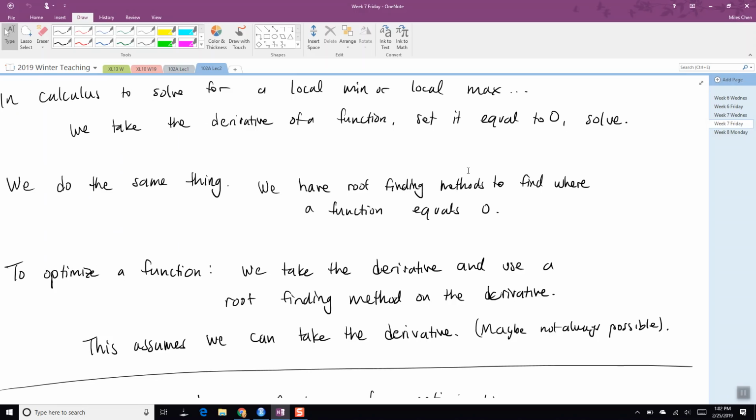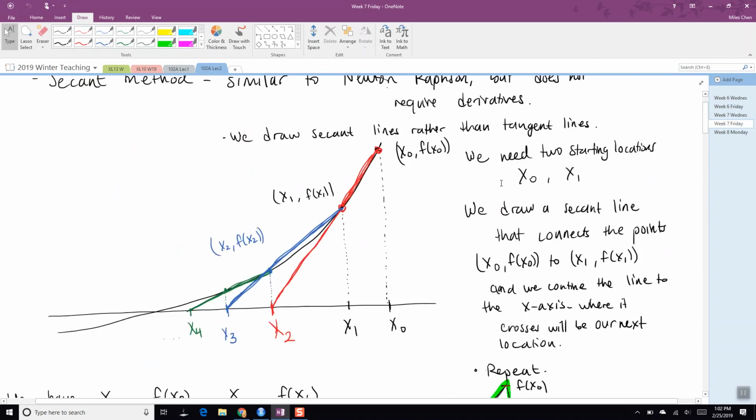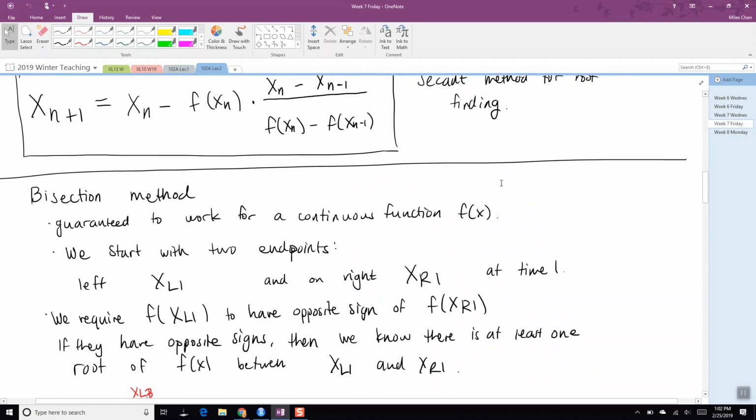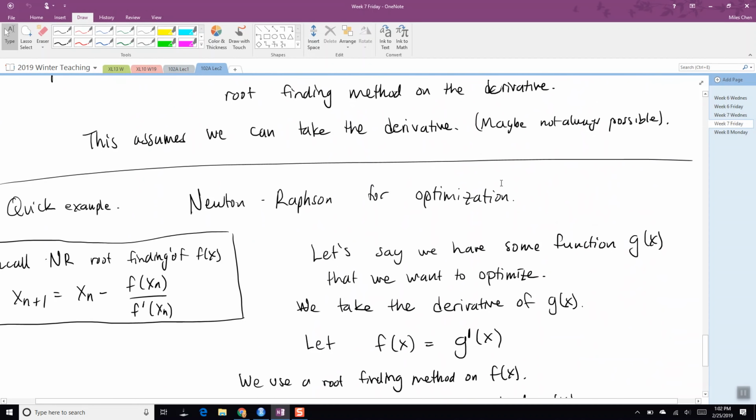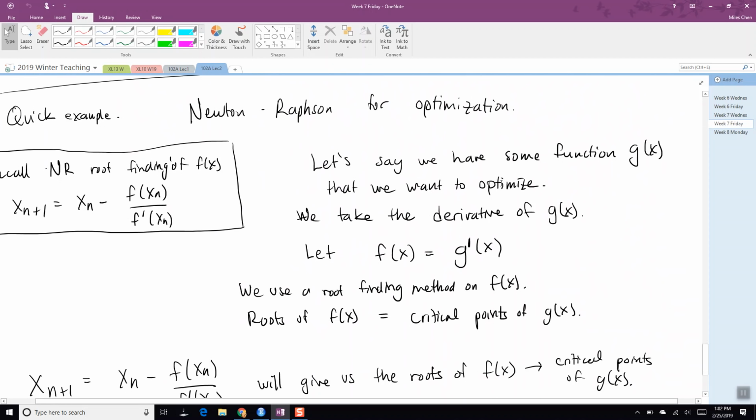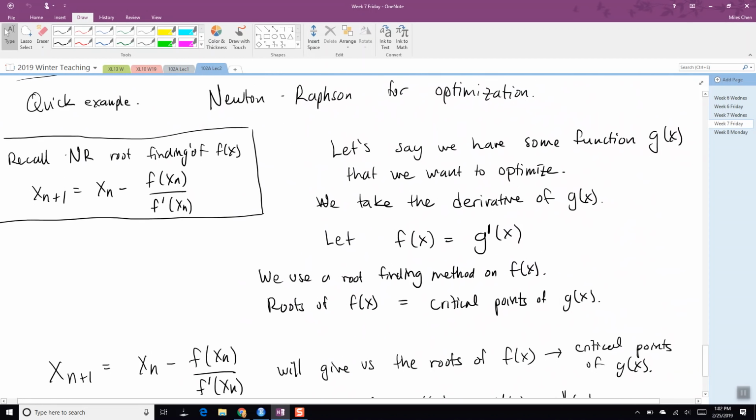That makes sense. That lines up with what we've learned in calculus, that to find where a local min or local max is, or maybe a saddle point, we find out where the derivative of a function is equal to 0. That's going to give us our critical points. And so we can take all of the root finding methods that we learned earlier, and all we have to do is apply the root finding method to a derivative, and that will give us a way to find a local min or local max.